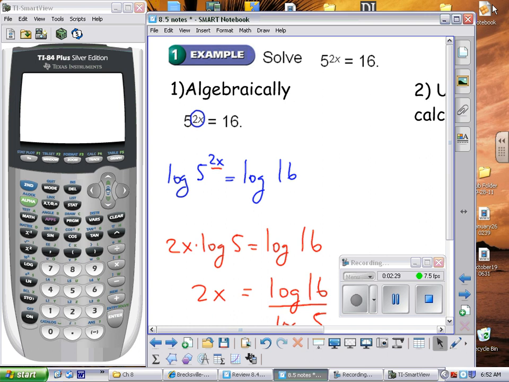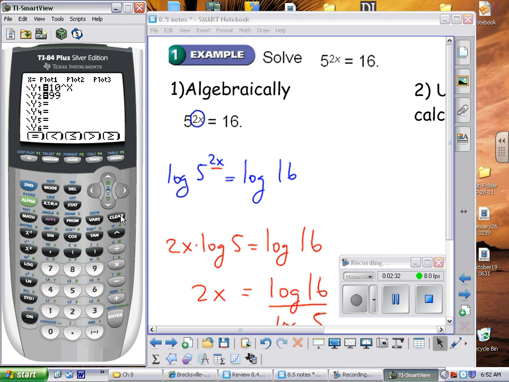Done this before. On the y equals line, we're going to put 5 to the 2x, and on the second line, we'll put 16. And in my window, since I did the algebra, I know that x max of 5 is fine. Y max of 25 should be good. And graph: there's your exponential, there's your y equals 16, and then you can find that intersection.